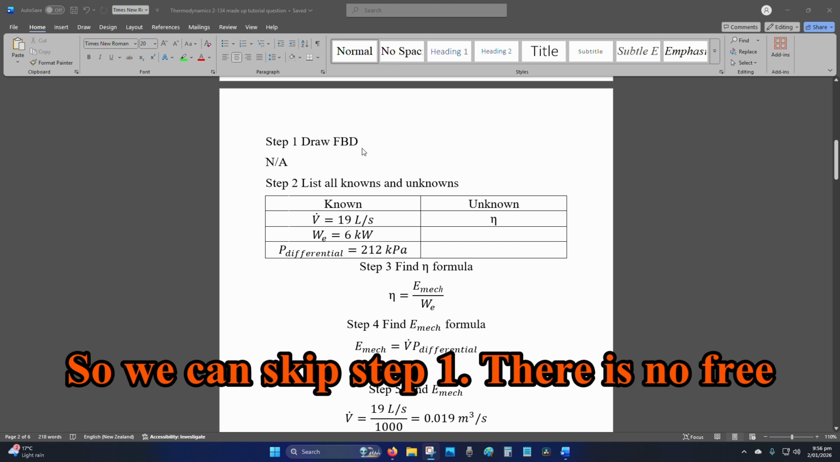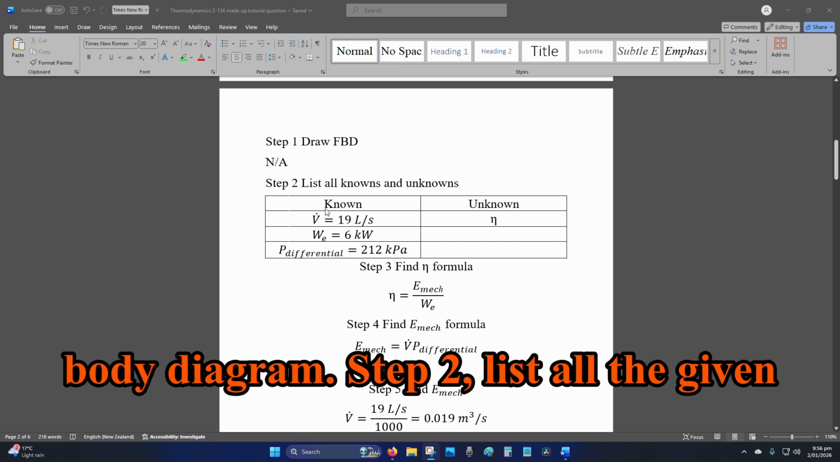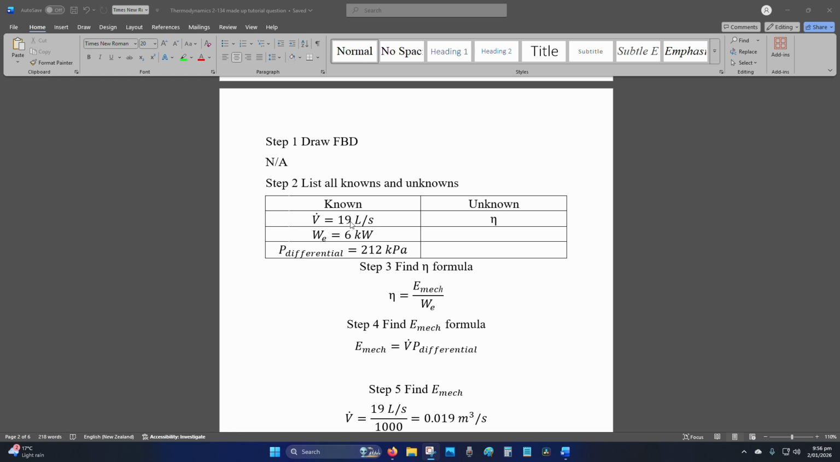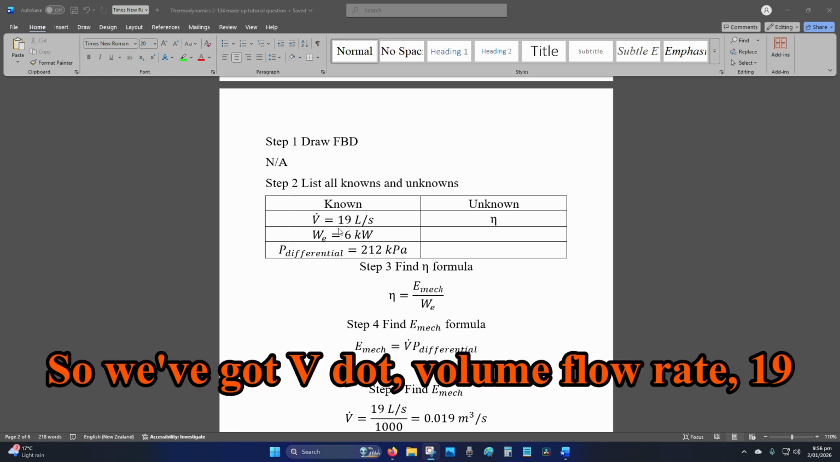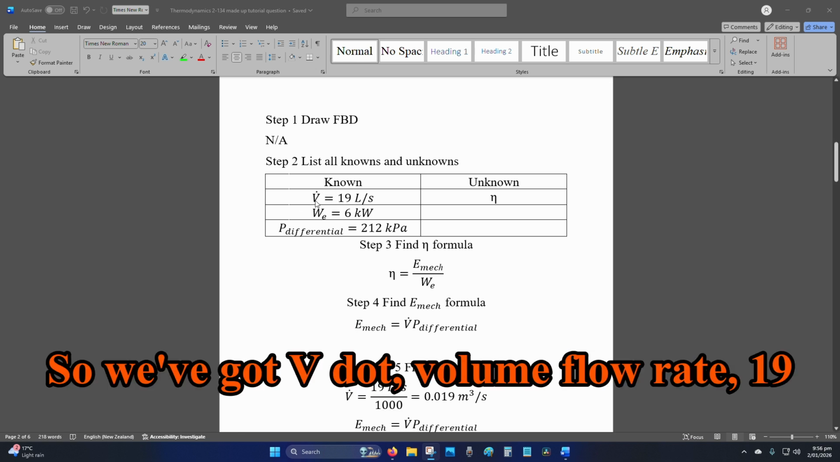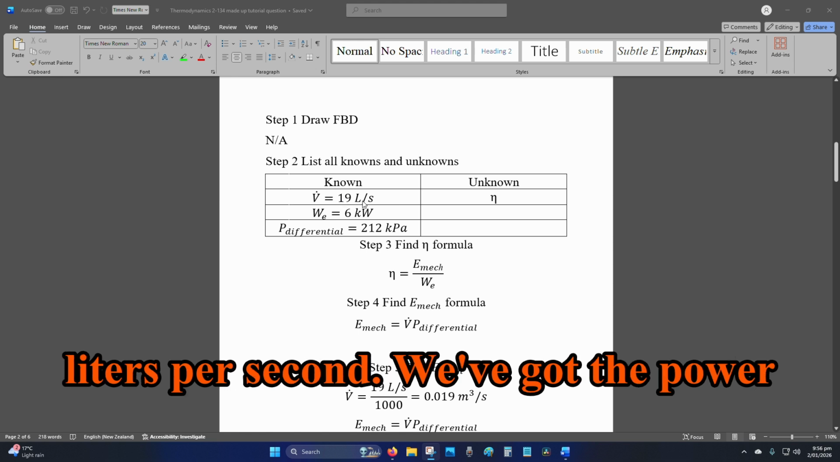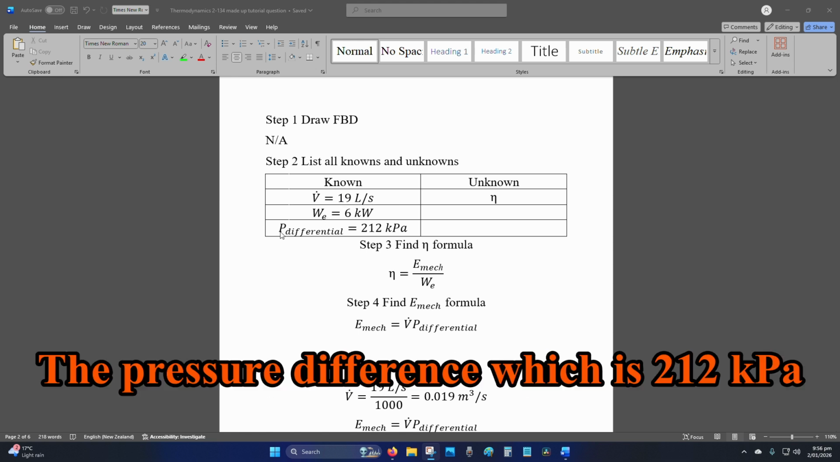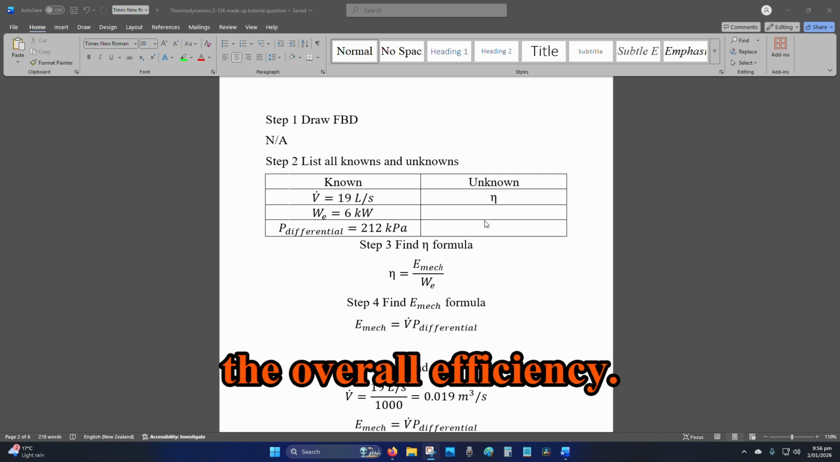So we can skip step 1, there is no free body diagram. Step 2, list all the given variables, find the unknown. So we've got V dot, volume flow rate, 19 liters per second. We've got the power rating, which is 6 kilowatts. The pressure difference, which is 212 kPa, and we want to find the overall efficiency.